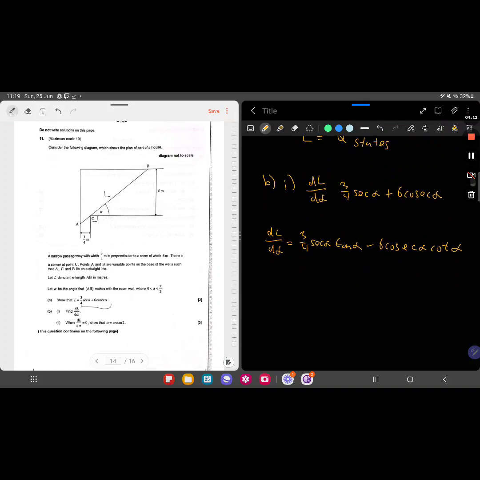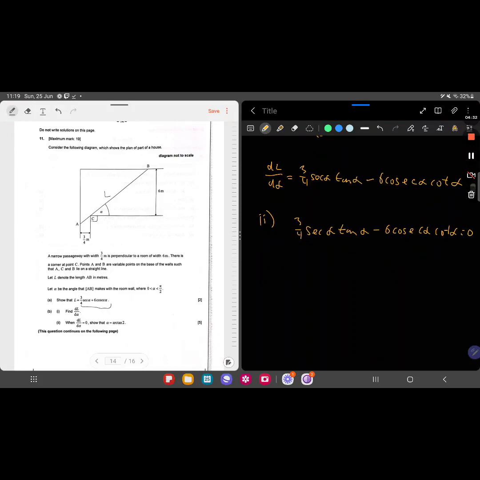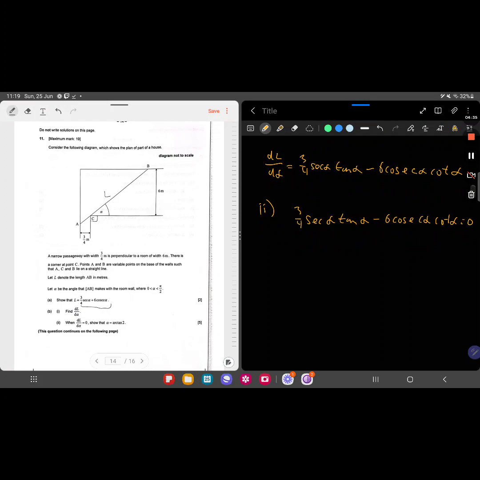Now, when dL by d alpha equals 0, this thing equals 0: 3 over 4 sec alpha tan alpha minus 6 cosec alpha cot alpha equals 0. Let me have a think about it. I'm going to get rid of the secs and turn this into actual trigonometric functions, because it's less complicated. So sec is 1 over cos, so 1 over cos alpha times sine alpha over cos alpha, minus 6.